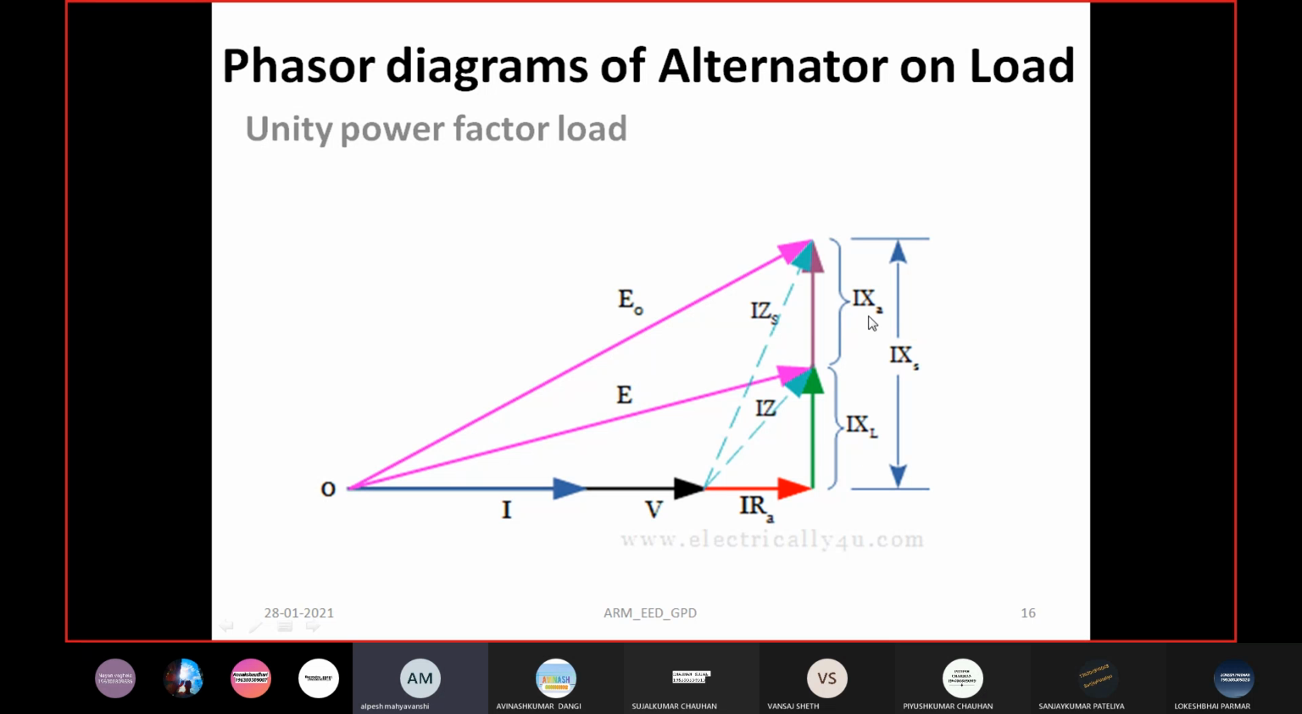Okay, and if we combine these two, IAXA and IAXL, then it is the IAXS drop. So this is the phasor diagram for unity power factor load.